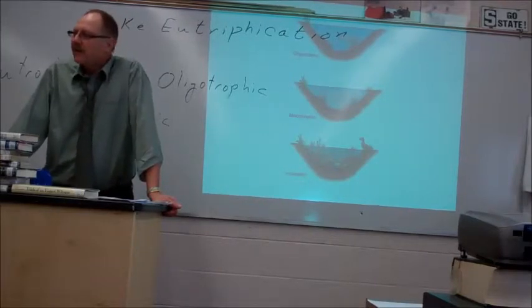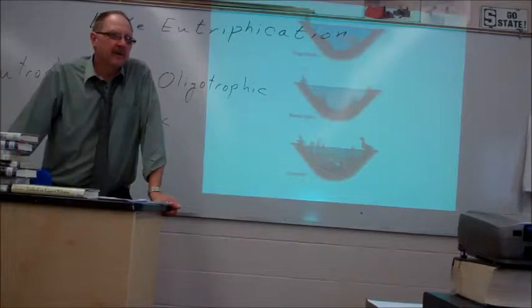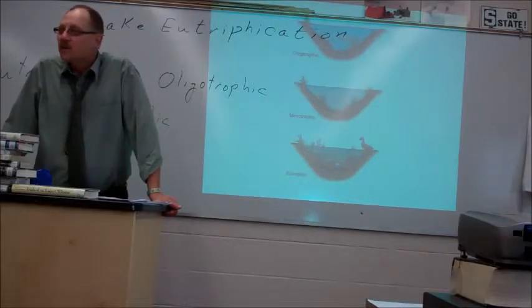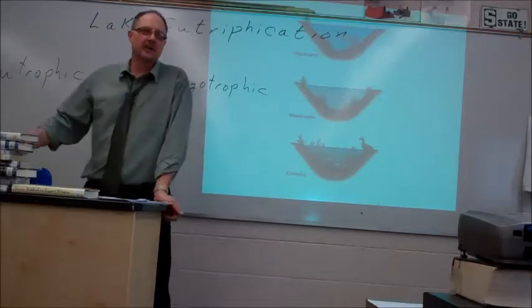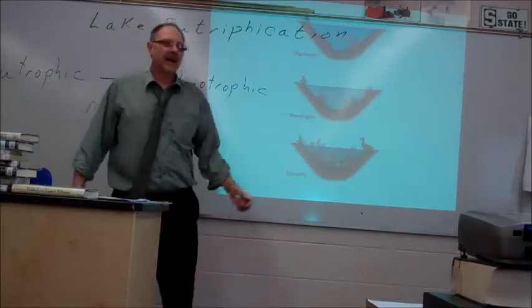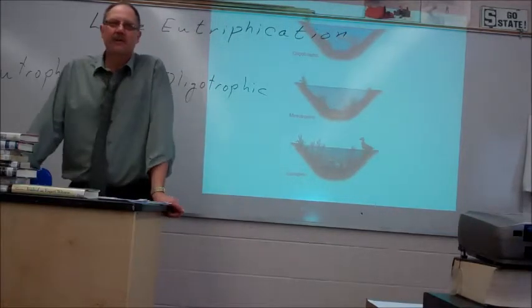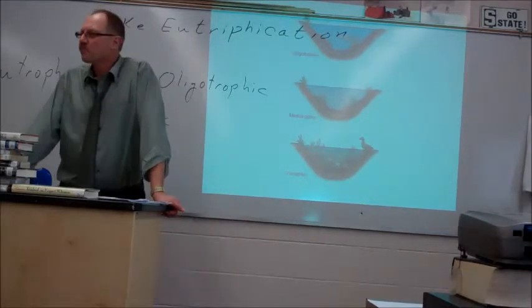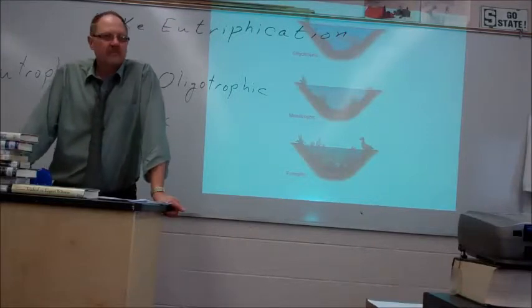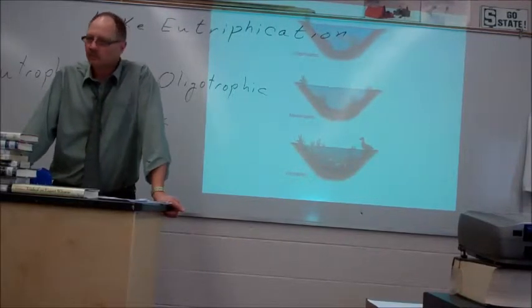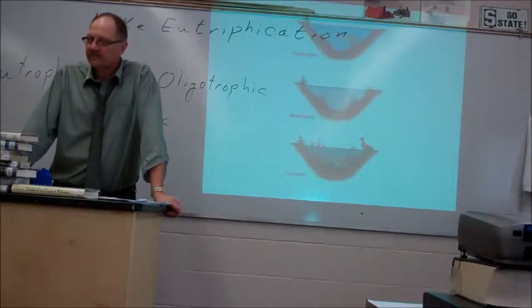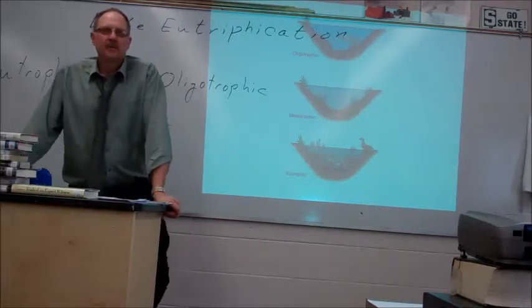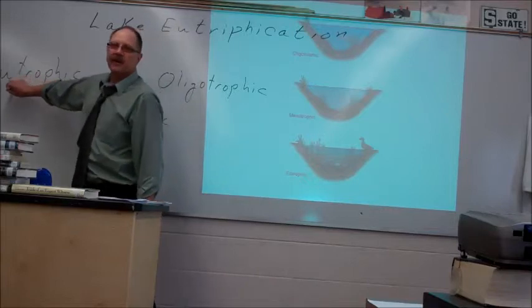Well, you know that if you have lots of producers, you're probably going to also have lots of consumers. Right. And so once again, eutrophic lakes tend to have lots of consumers. And oligotrophic lakes tend to have fewer consumers. And so let's name some consumers. What kind of consumers would you expect to find in eutrophic lakes?